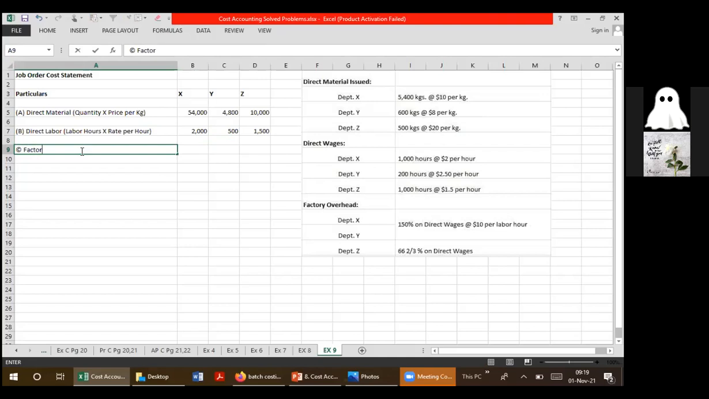Then there are factory overheads. Factory overhead for departments X and Y: for both, it is 150% on direct wages at $10 per labor hour. 150% on direct wages at $10 per labor hour. Okay, per labor hour is given.